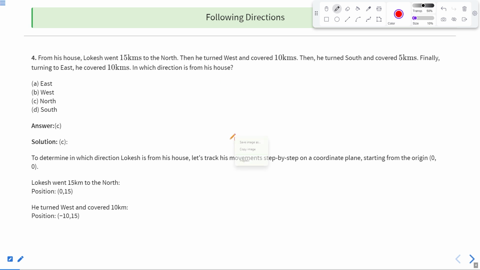From his house, Lokesh went 15 kilometers to the north. In this question, we have a starting point this. Let's take this to be A. Lokesh goes north 15 kilometers. ठीक है, 15 kilometers north ऊपर, ठीक है। Then he turns west, west is left, and walks 10 kilometers. Then he turns south and walks 5 kilometers. Finally, he turns east and walks 10 kilometers.